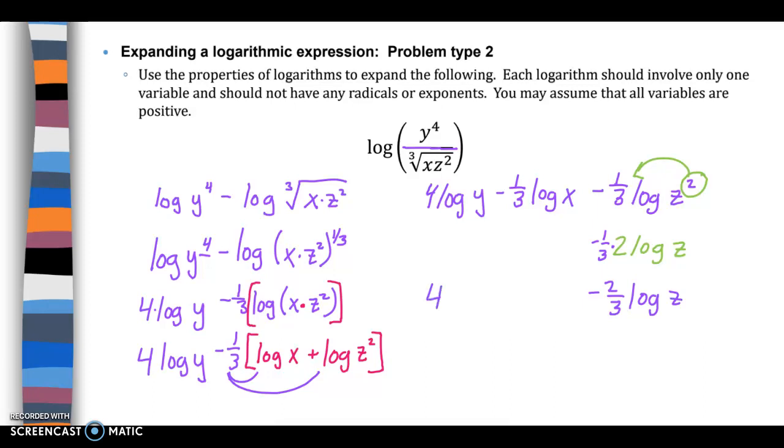and then we have 4 log y minus 1/3 log x minus 2/3 log z. And that is expanding a logarithmic expression, problem type 2.